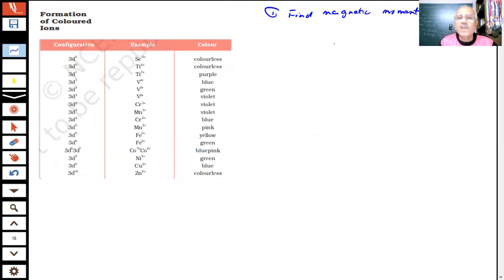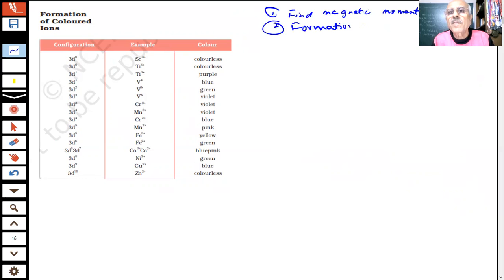The second important property of the transition elements, students, where questions will be coming, is the formation of colored ions. Now we are saying transition elements form colored ions.